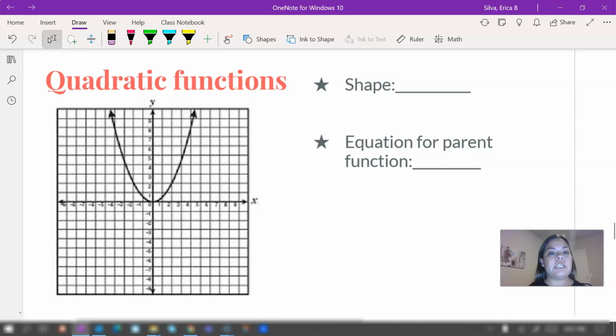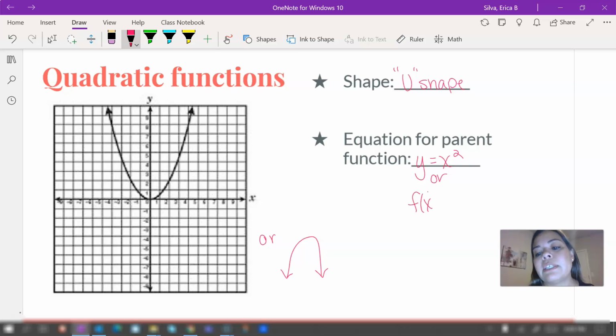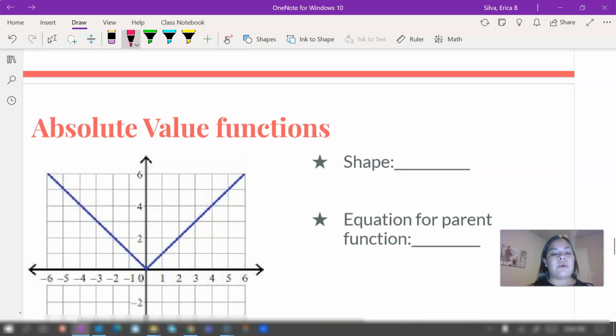The next function is our quadratic function. Notice how the shape is a U shape. Now this specific one is facing upward. We'll also see it where it faces downward. Now this graph is the parent function of the quadratic function, and the equation for that parent function is y is equal to x squared, or f of x is equal to x squared. Let's go on to the next one.